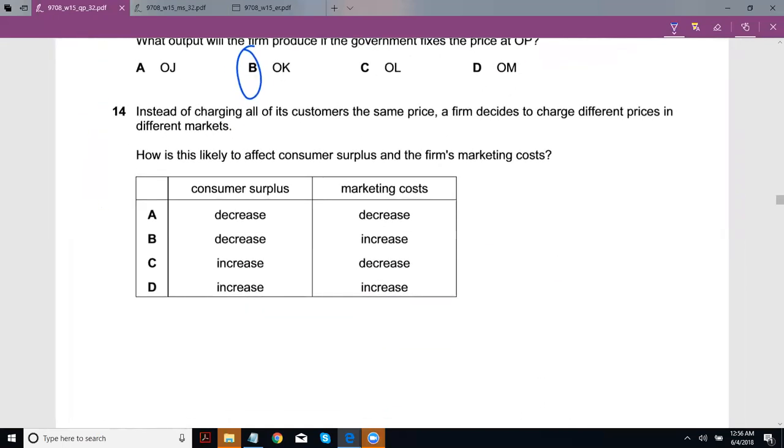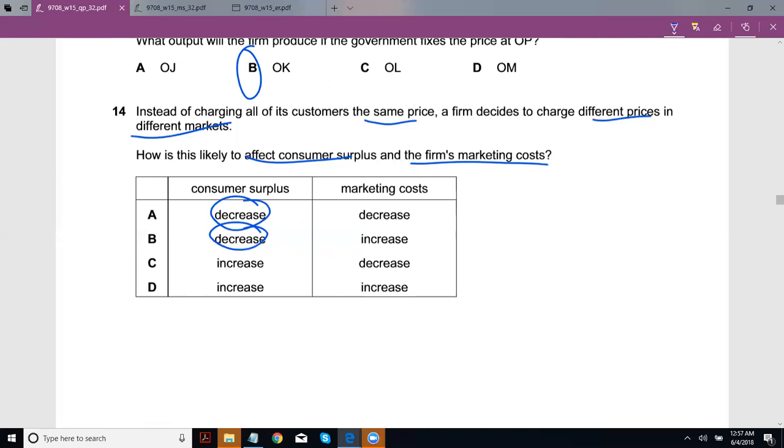Instead of charging all of the customers the same price, the firm decides to charge different prices in different markets. So price discrimination. How is this likely to affect consumer surplus and the firm's marketing costs? So your consumer surplus should decrease, because the idea is the firm uses price discrimination in order to capture the consumer surplus and convert it into producer revenue. The firm's marketing costs should increase. What do you guys think?